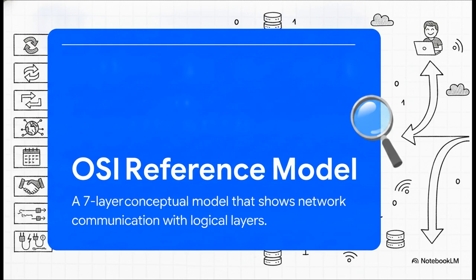This blueprint is absolutely crucial because it ensures that completely different systems built by entirely different manufacturers can universally communicate. It's literally like the rules of grammar for computers. Without them, no one would understand anyone else.